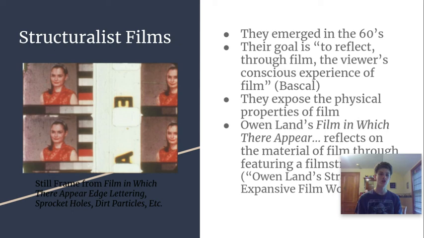They are about showing the viewer what film is, stripping away all illusion, and exposing film for just being simple material, as in Owen Land's film, in which there appear edge lettering, sprocket holes, dirt particles, etc., which shows the vulnerability of the film strip, and how this little thing is just nothing special, but it is what creates all the illusions that we are entertained by.